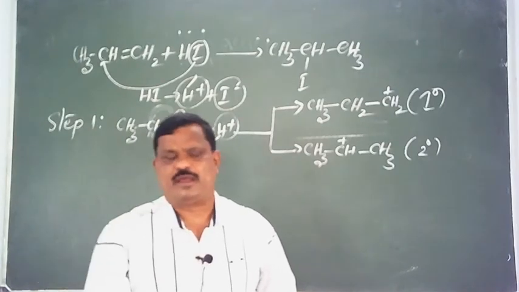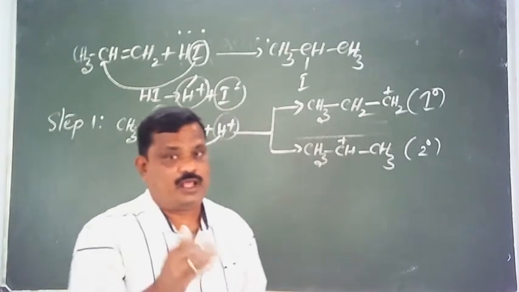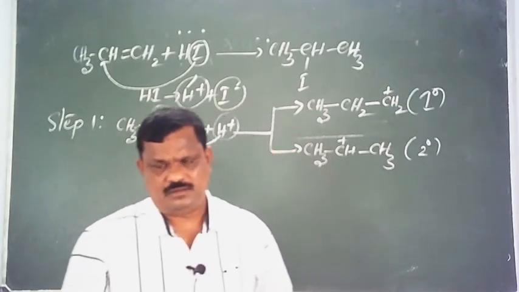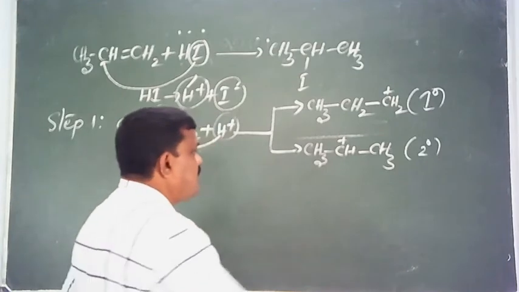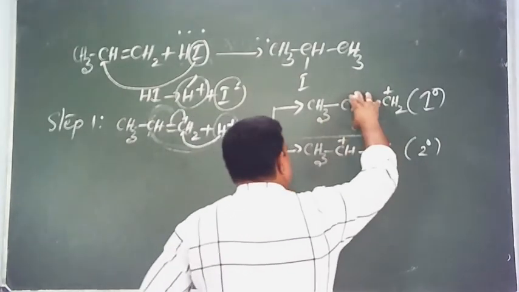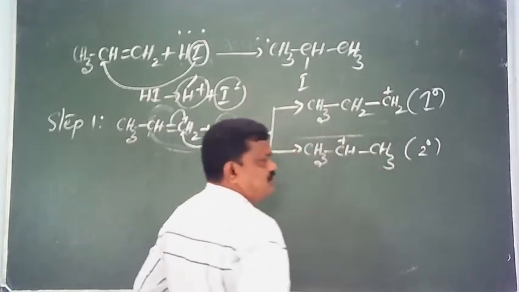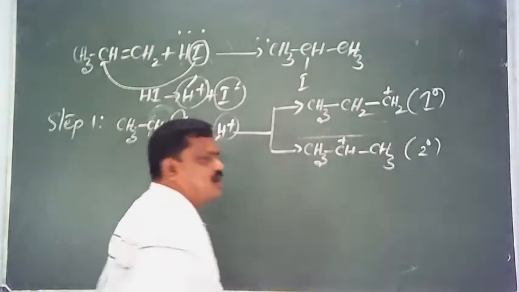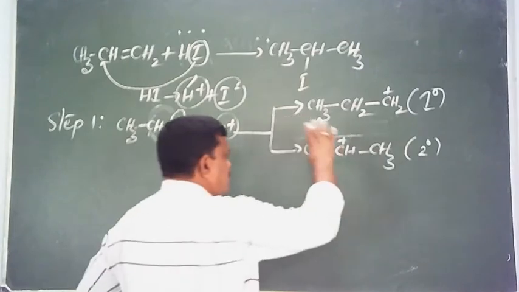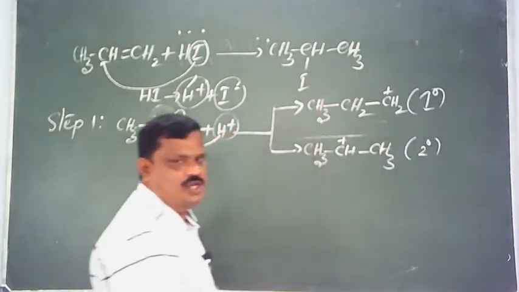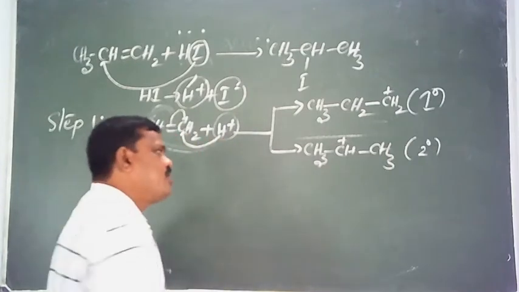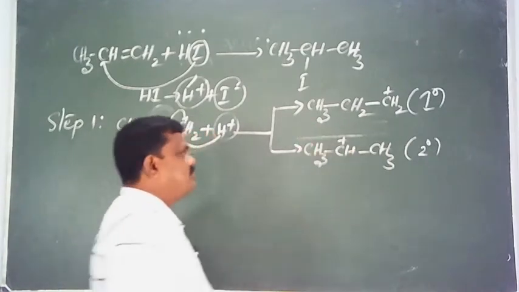Stability of carbocations can be explained with the help of the inductive effect as well as the hyperconjugative effect. We studied all these things. Anyhow, among these two, this is the n-propyl carbocation, primary in nature, and this is the isopropyl carbocation, secondary in nature. Therefore, among these two, this is more stable. Therefore, it forms more readily as compared to this.